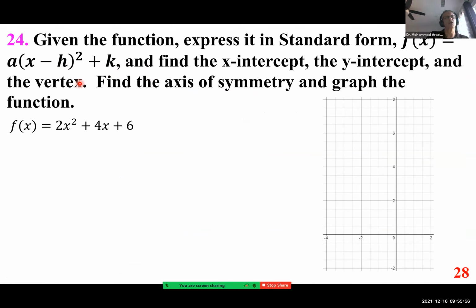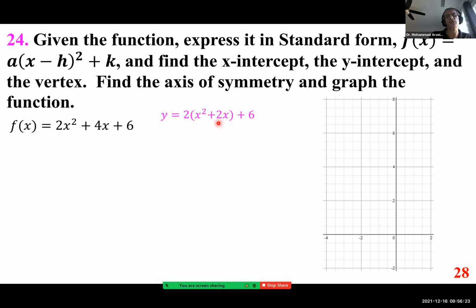So here's the function f of x equals 2x squared plus 4x plus 6. And what we can do, there are two ways to find the vertex. One of them is x equals minus b over 2a, or you do it by the method of completing the square. Let me quickly show you both ways. If I want to complete this square, I put these two together and take the 2 out.